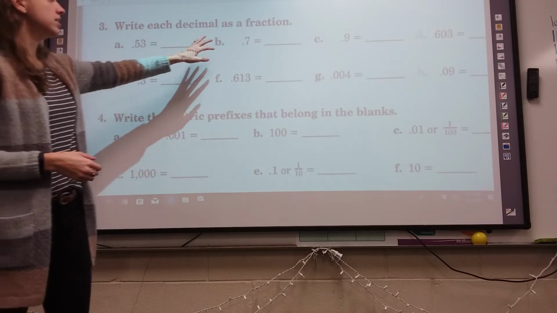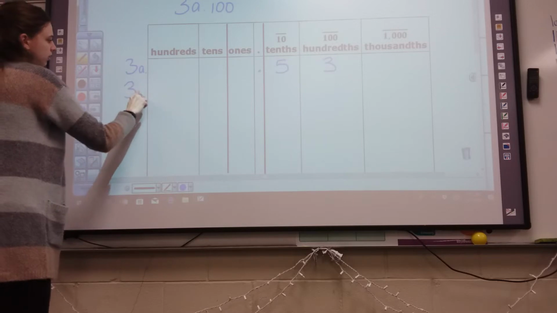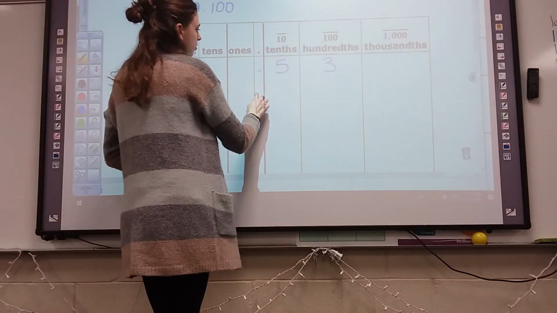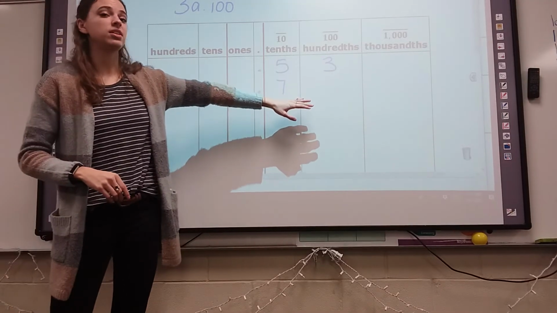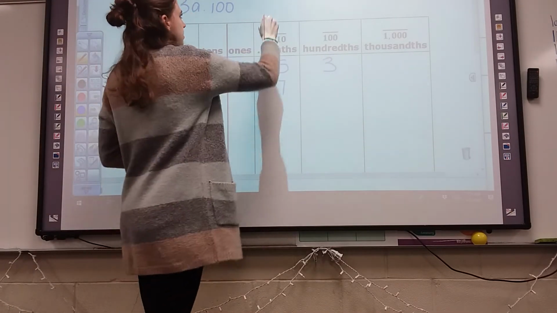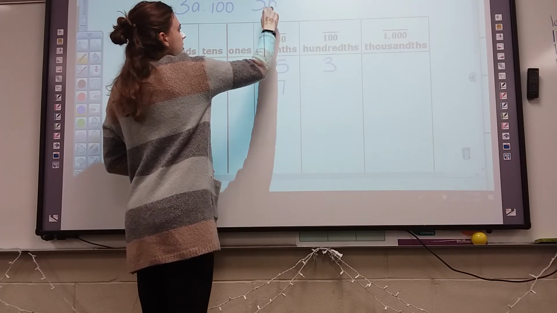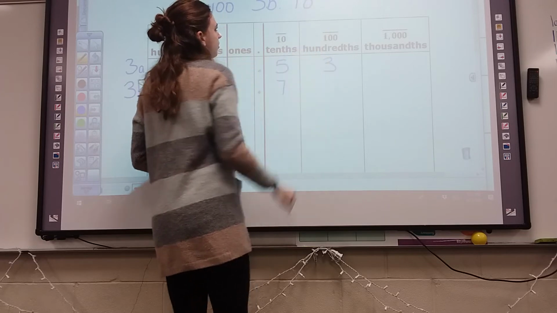The next one is 0.7. 3b is 0.7. Now, the last place value is in the tenths place. That means you're going to write it over a 10, just like it says right there. So 3b is 7/10.